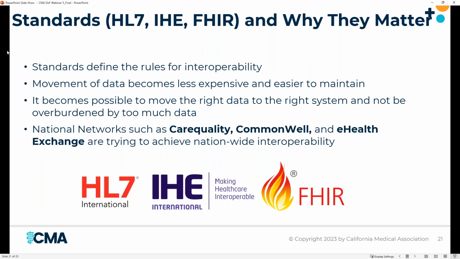And then it becomes a lot easier to move the right piece of information to the right system and not be inundated or overburdened with too much information, because each system now adheres to the same standards. The objective and goal of these national networks, such as Carequality, Commonwealth, and eHealth Exchange, is to achieve this nationwide interoperability, so that there's, number one, a common trust agreement that everyone follows, a common set of standards that everyone adheres to, so that when we connect into these systems and begin to access and share information, it becomes a lot easier to do.